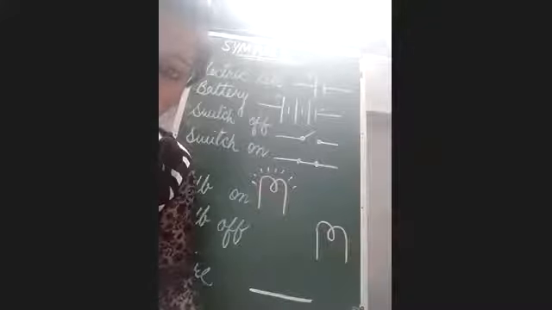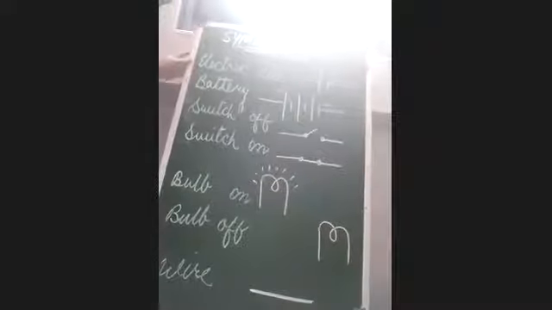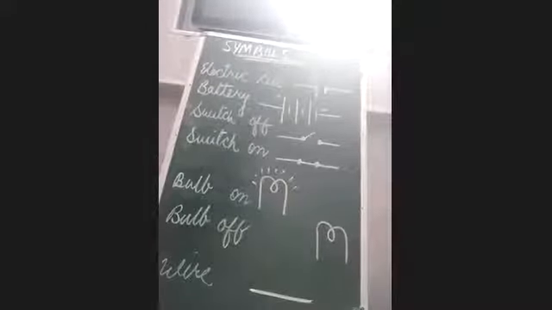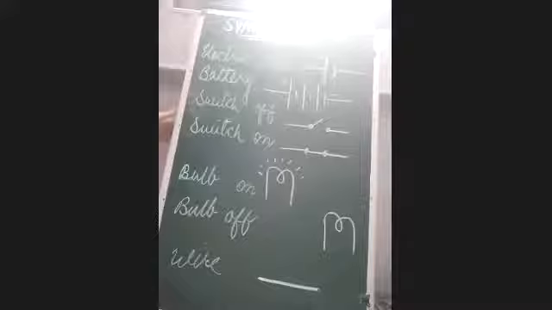Yes, Chirag, have you got your remote, beta? All right. So here, please note down electric cell. Here, if you see, it's positive and negative. The bigger line is the positive terminal and the smaller line is the negative terminal.